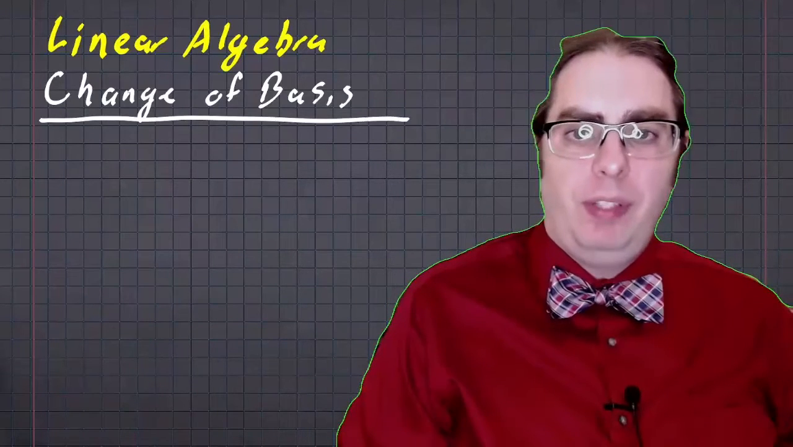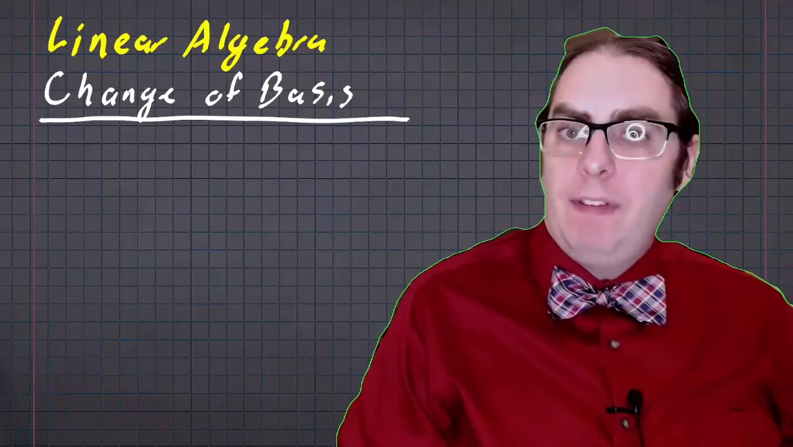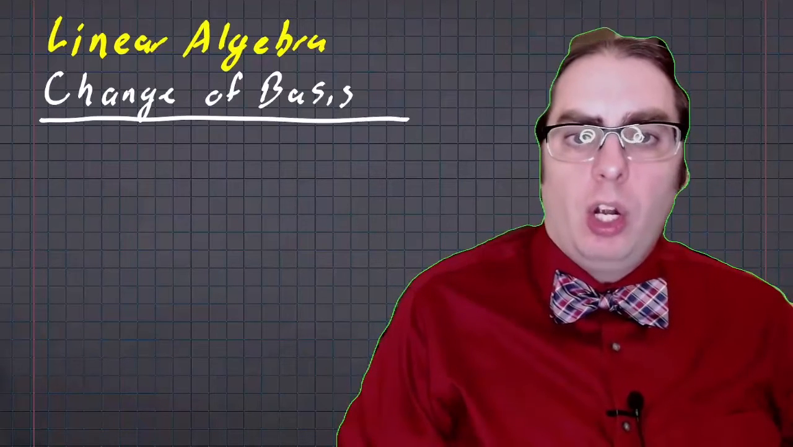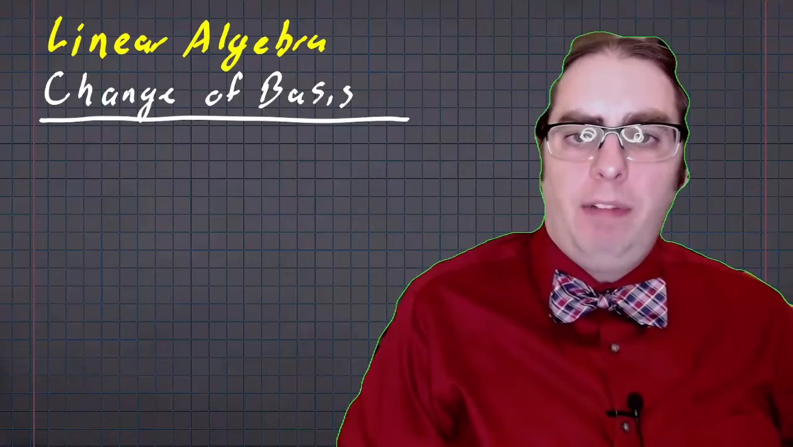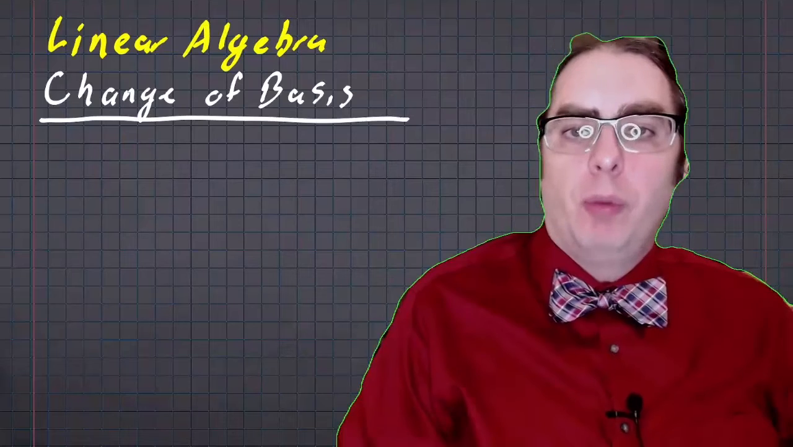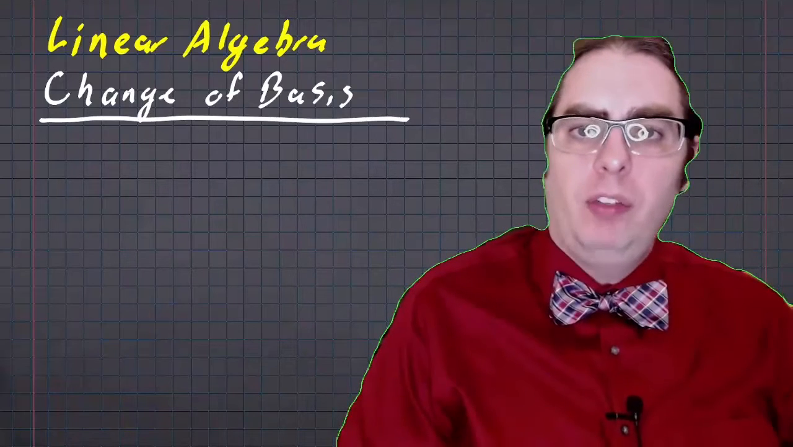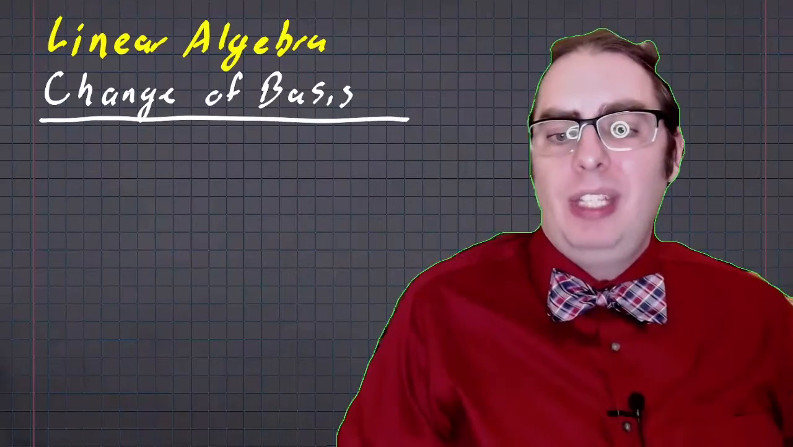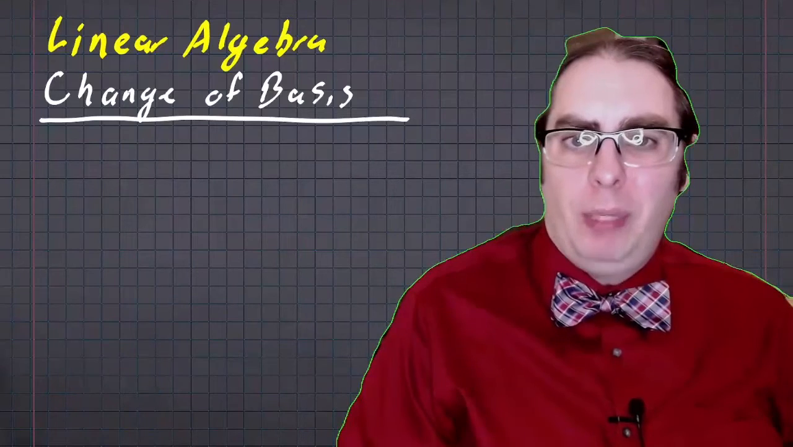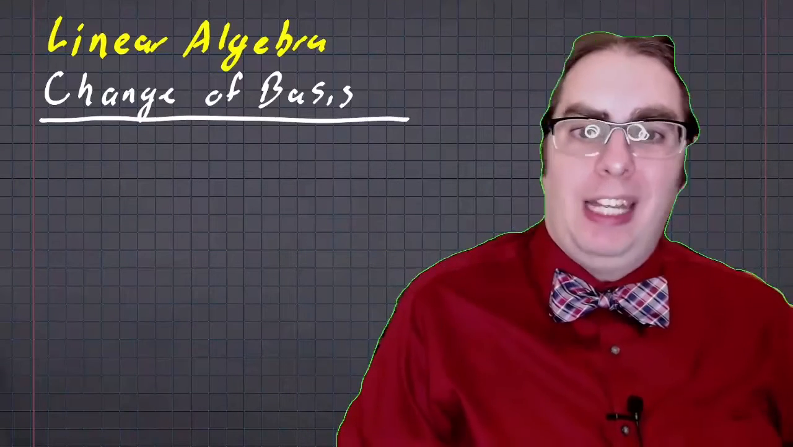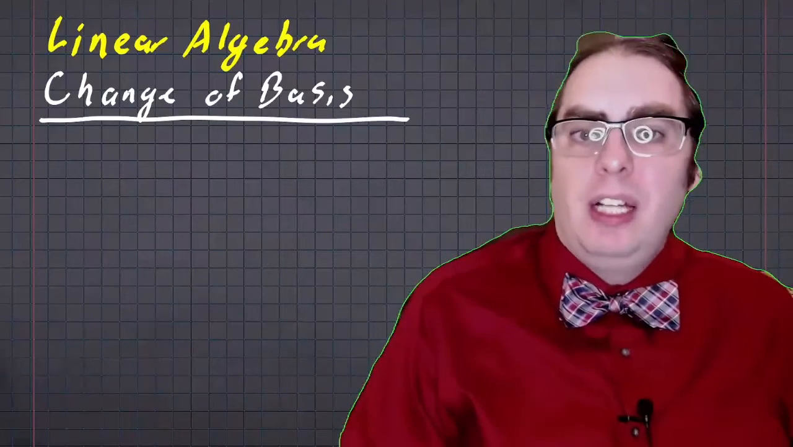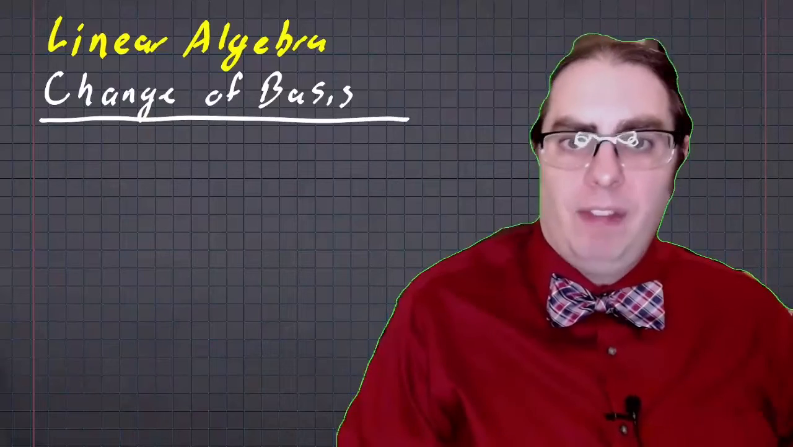As we've seen previously, for any vector space, there are any number of different sets which will form a basis for that vector space. And using any basis for a vector space, you are able to find a unique representation of any given vector in the vector space.